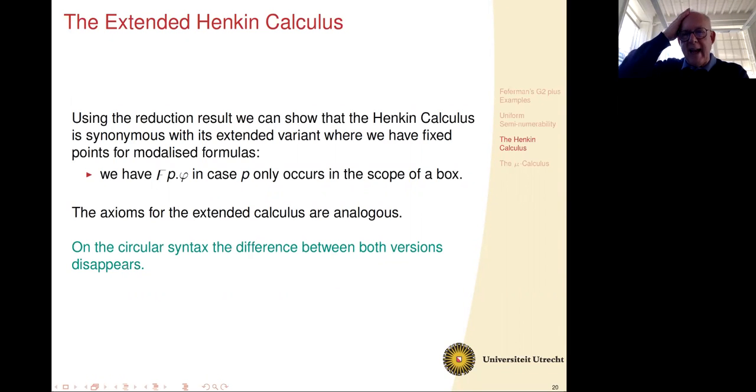And so we could form the extended Hankin calculus where we add fixed points not only for boxed formulas, but also for modalized formulas. And then you can show that these two calculi are synonymous, right? So the simple version and the richer version are the same. And the nice thing again of the circular syntax is that the whole business of solving equations disappears. Those versions are simply the same, so the difference between them disappears.